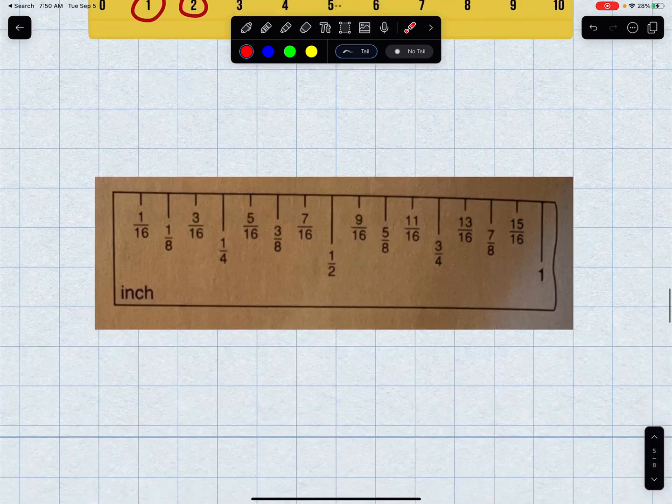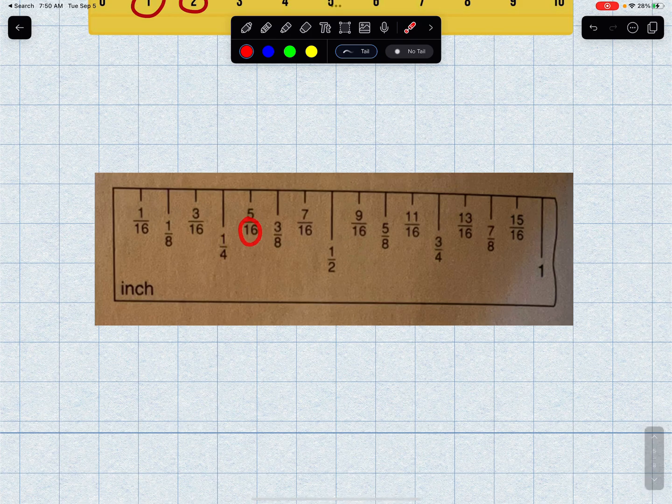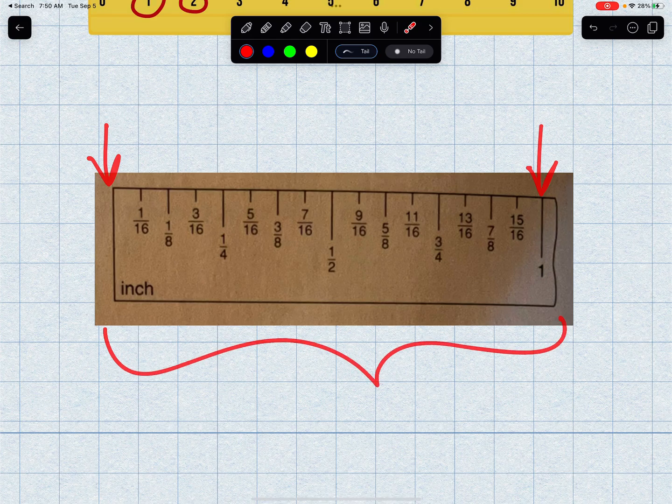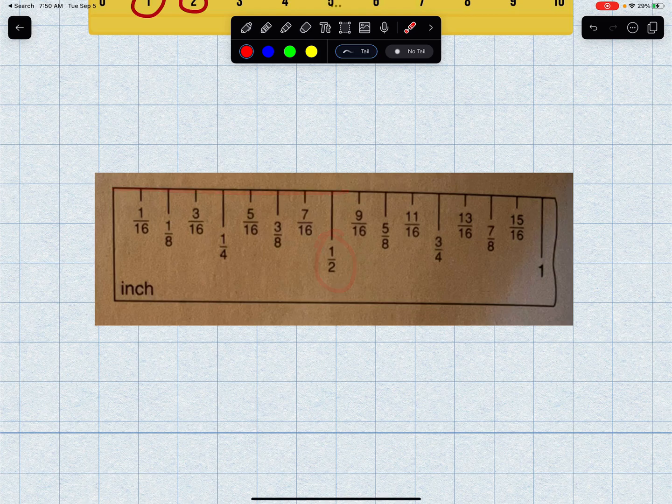Now, sometimes the rulers are not divided into halves. They're divided into smaller things like 16ths. So this is a zoomed in part of a ruler. So if we took 1 inch and 1 inch went from here to here, we are zoomed in. This whole thing is 1 inch. That would make this 1/2 inch. That would make this 3/4 of an inch. So you can see how zoomed in we are, but the measurements are down to 1/16 of an inch.